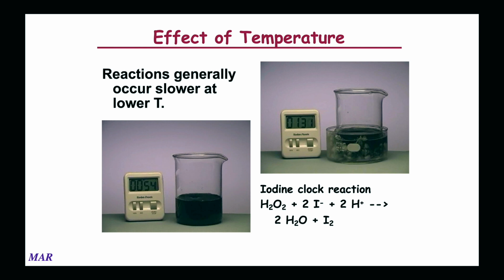This reaction is called the iodine clock reaction. When I2, iodine, forms, it makes that kind of dark purple color. And you can see that without ice, it took 54 seconds, but with the ice bath, it took 1 minute and 31 seconds. So generally speaking, reactions do occur slower at lower temperatures. When you lower the temperature, the individual molecules don't have enough energy to jump over the energy of activation barrier, so it takes them more time to get over it. On the other hand, warmer temperatures give them more energy. It's easier for them to make the transition, in this case, to the dark iodine color.